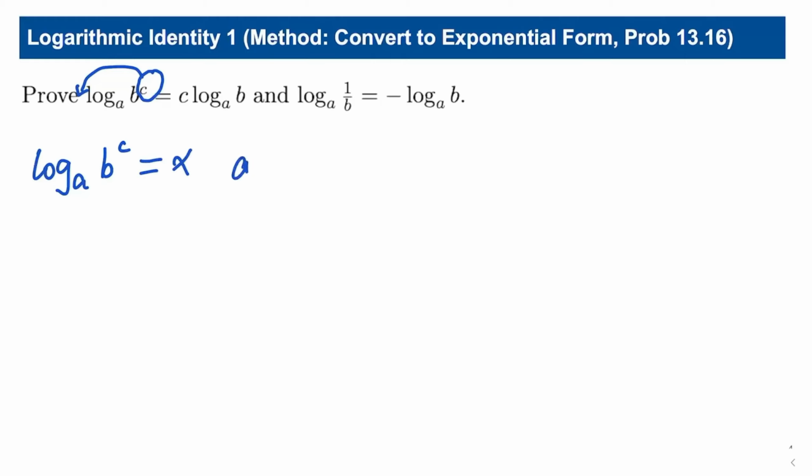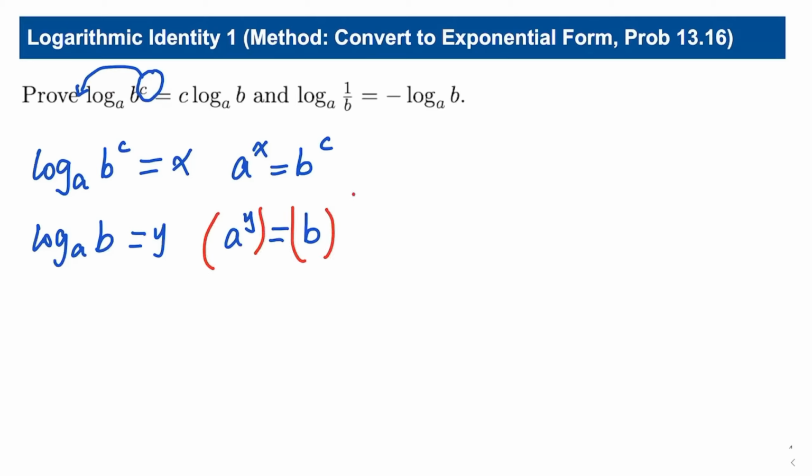Then we know a to the power x equals b to the power c. We denote log base a of b as y. Then we know a to the power y equals b. If we raise this equation to the power c, we get a to the power y times c equals b to the power c. Therefore, a to the power x equals a to the power y times c.